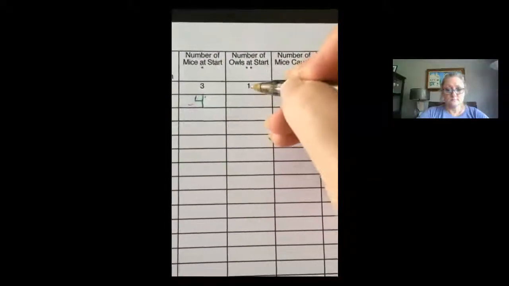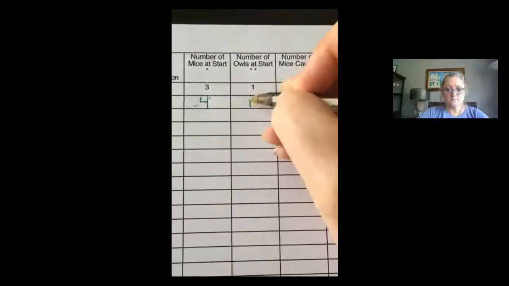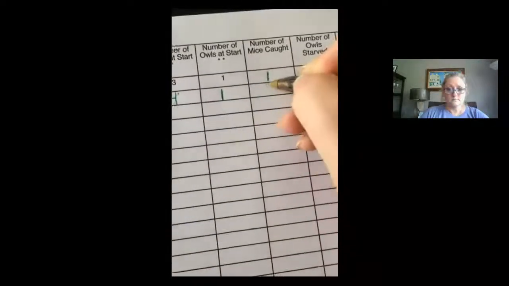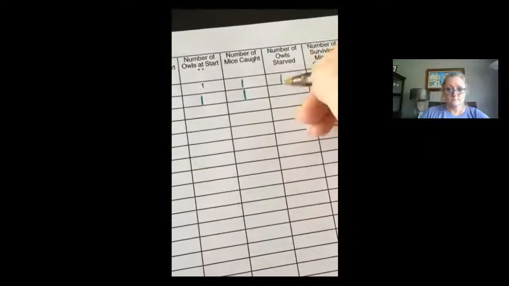So no matter what, even if all the owls starve, you have to start off with at least one. So I go back and I said I have 4 mice. So I take 1, 2, 3, and I get my 4th mouse right there, right? And I go again. I'm going to see if he catches anything. Ooh, he only landed on one of them. So he again caught just the one mouse. Number of owls starved. Yep, he starved again. He didn't catch his 3.